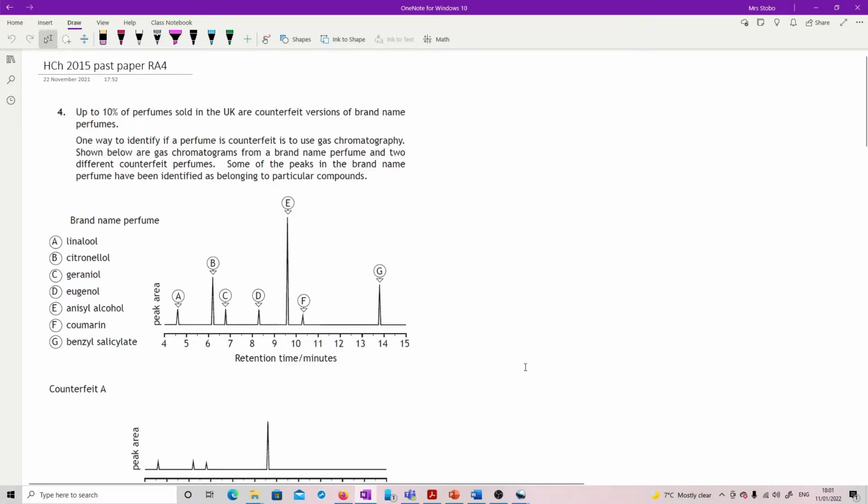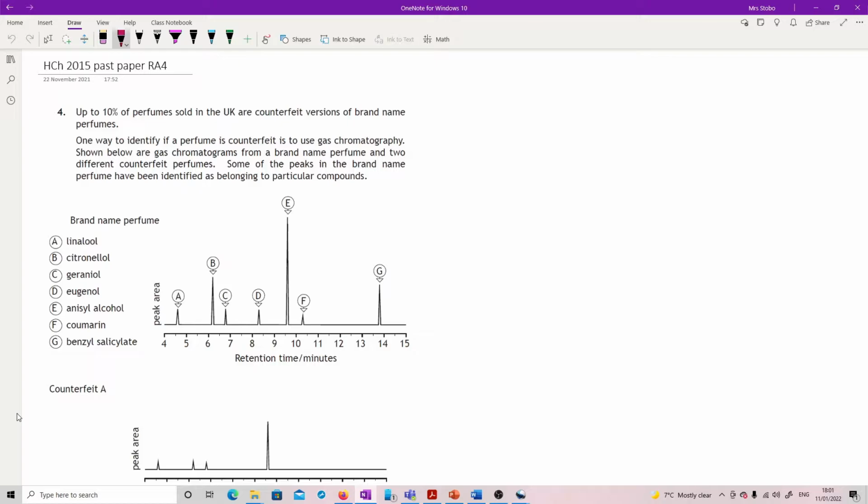This is the 2015 paper. This is question 4 and the restricted answer. Up to 10% of perfumes sold in the UK are counterfeit versions of brand name perfumes. One way to identify if a perfume is counterfeit is to use gas chromatography. Shown below are gas chromatograms from a brand name perfume and two different counterfeits.